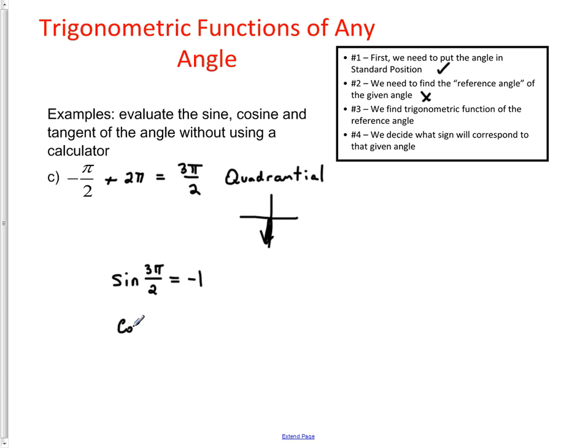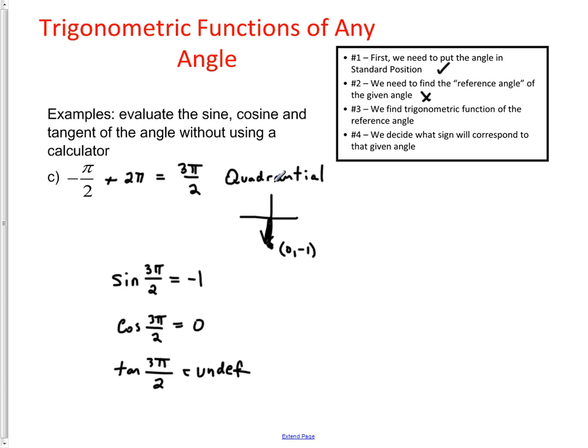If I were asked to evaluate the cosine of 3 pi over 2, you remember the coordinate point here, if this was 0, negative 1, the cosine would be equal to 0. And of course, tangent of 3 pi over 2 is the sine of 3 pi over 2 over the cosine of 3 pi over 2, so we would call that value undefined.